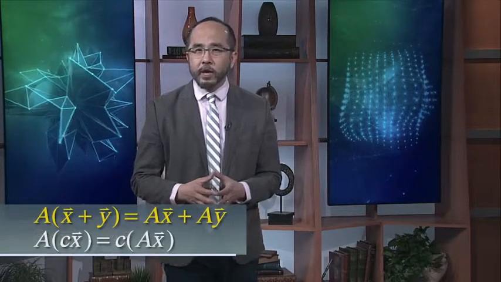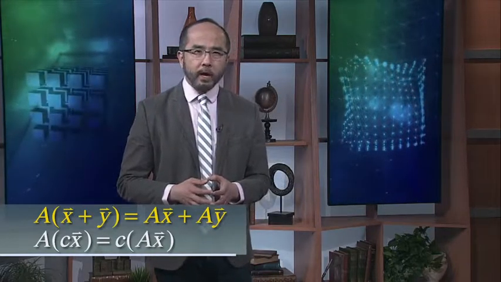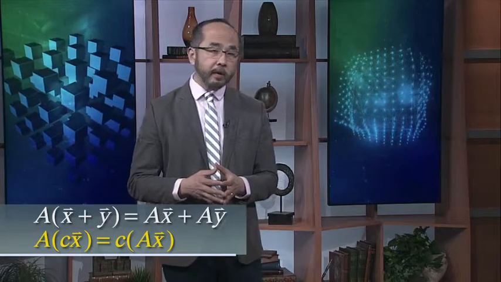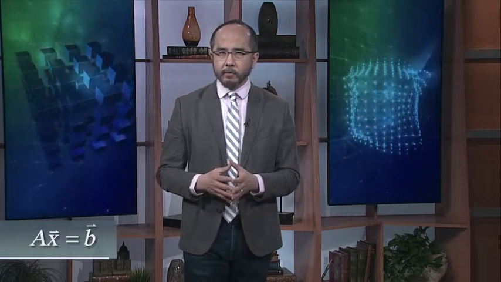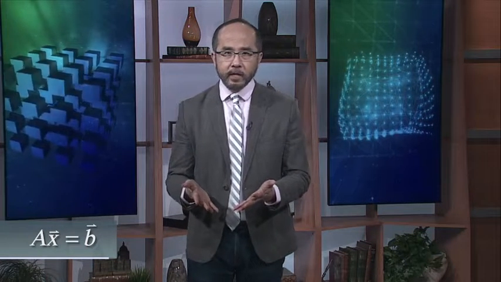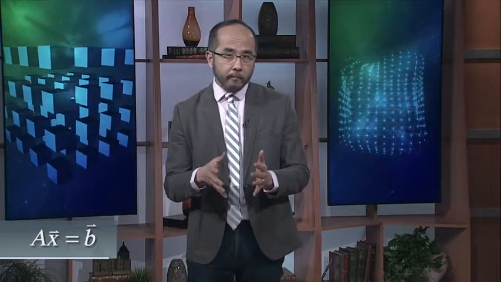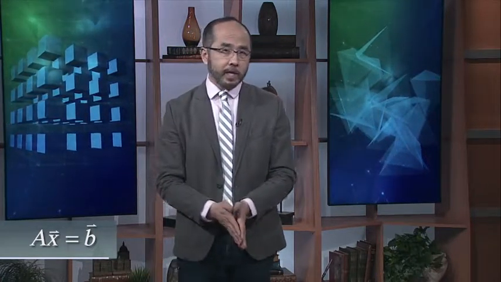It is a linear transformation because A times (x plus y) equals Ax plus Ay, and A times cx equals c times Ax. By viewing the left side of AX equals B as a linear transformation acting on the vector x, we can see that solving the matrix equation AX equals B basically amounts to trying to find a vector x which gets sent to the vector B under multiplication by A.